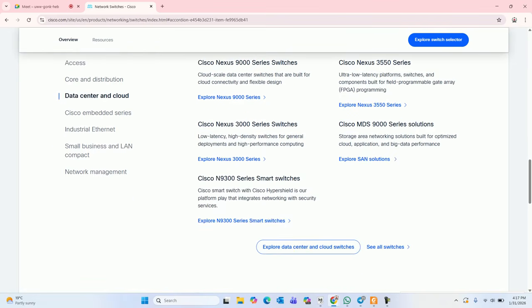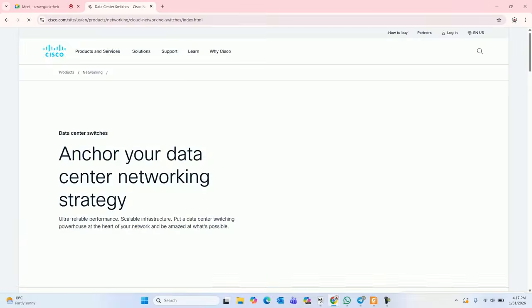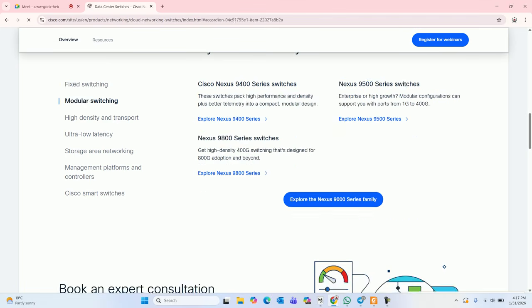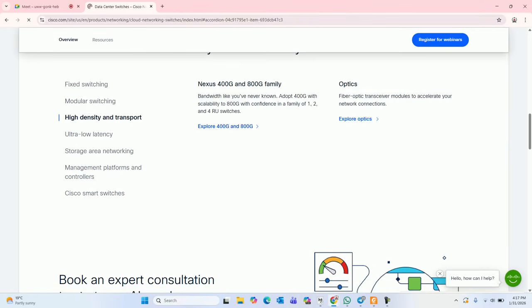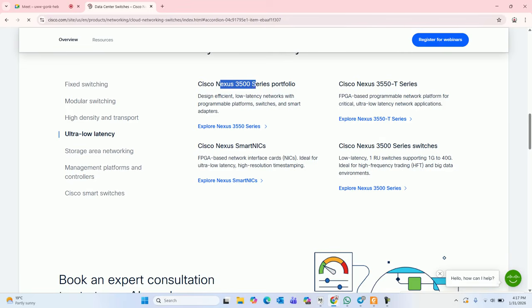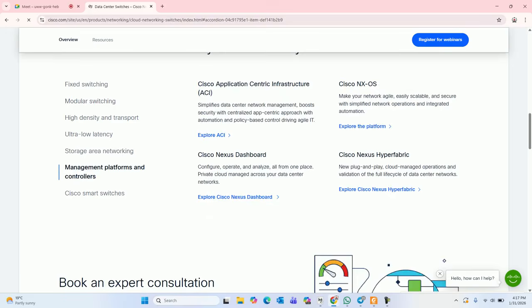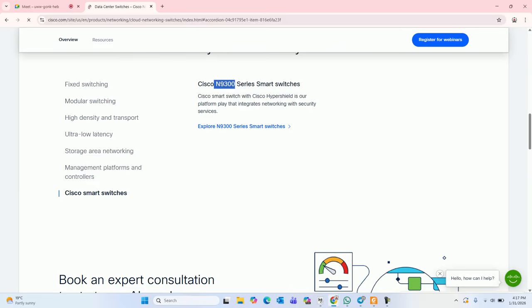Now you see here, explore data center and cloud switches. You see we have Nexus 3000 series available. We have Nexus 9000 series available, and in 9000 we have 9200, 9300. Then we have 94 also, 95 also, 98 also. High density and transport, ultra low latency, we have Nexus 3550. For the storage area network, we have the MDS switches. I'll tell you the difference between the MDS and the Nexus switches. Then you see Nexus 9300.